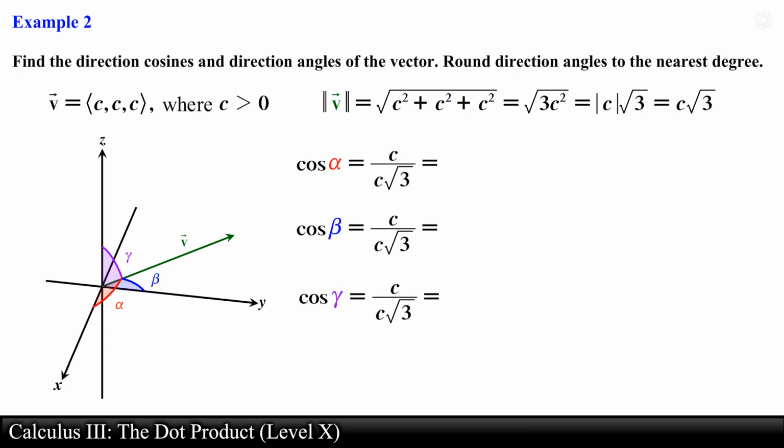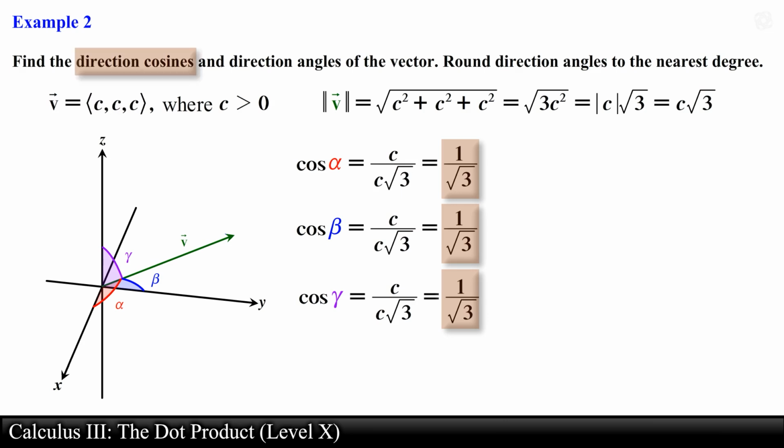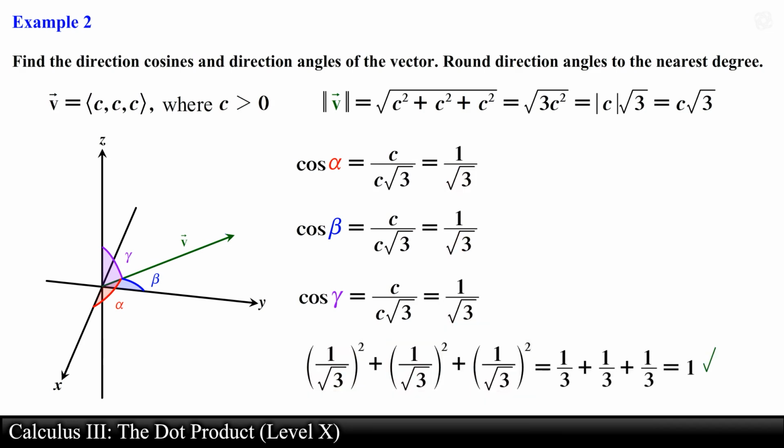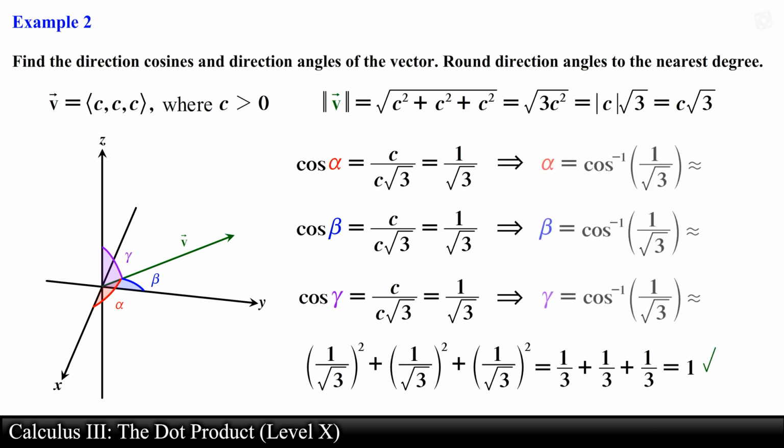Next, let's go ahead and find the direction cosines. Substituting the components and the magnitude of vector v, we obtain the following, and then we simplify, obtaining the following expressions for the direction cosines of vector v. Notice that the sum of the square of these values is equal to 1. Lastly, let's go ahead and take inverse cosine to solve for the direction angles. Evaluating the expression and rounding to the nearest degree, we obtain 55 degrees for all three direction angles. Alright, let's go over the final example.